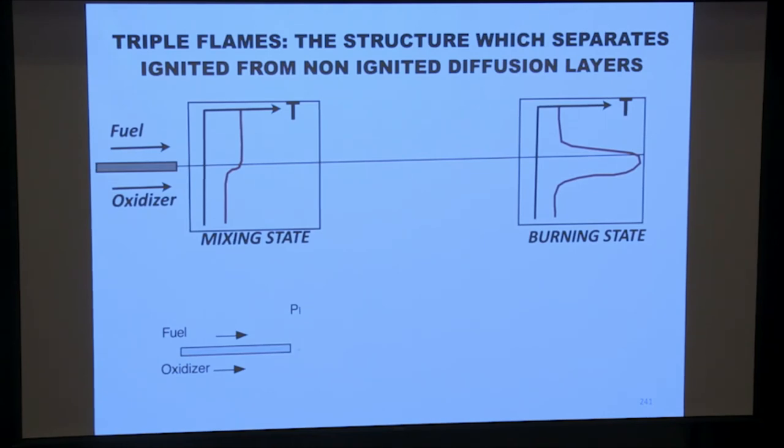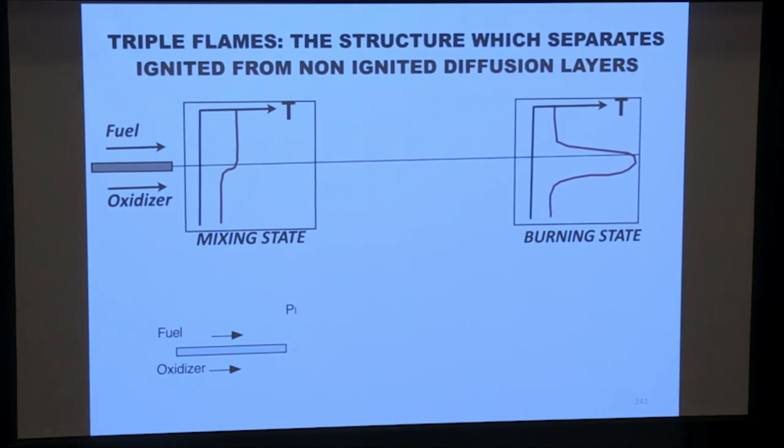So we're going to take the simplest configuration: a diffusion flame created by a splitter plate, where you inject fuel here and oxidizer here. Right away at the lip, normally you have only a mixing state. That means the fuel meets the oxidizer and there is no flame. Later, downstream, there will be a diffusion flame. So this will be on the equilibrium line, and this will be on the mixing line. But what happens between the two? We need something to do that, and the consensus today is that this something is the triple flame.